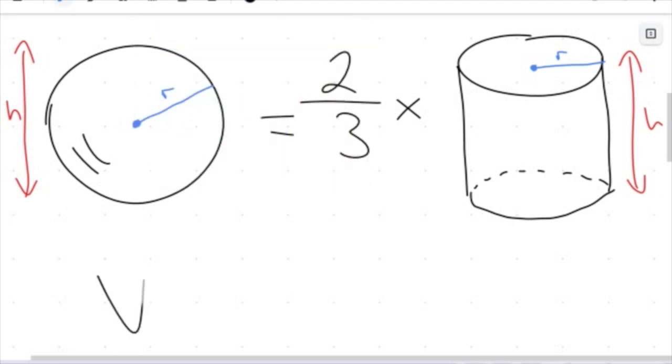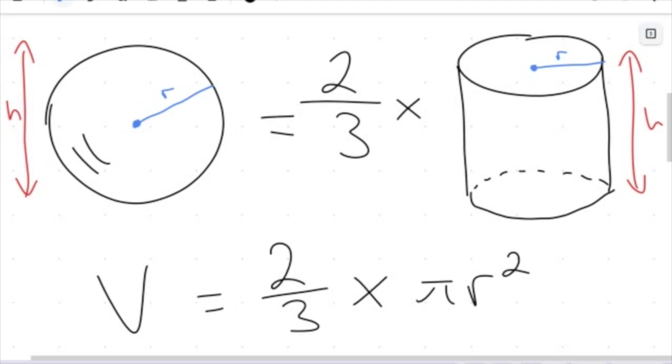So we know that the volume of a sphere equals 2/3 times the volume of a cylinder. Now we've learnt previously that the volume of a cylinder is pi r squared, so this cross-sectional area, multiplied by the height, the dimension going away from that. So that's times h here.